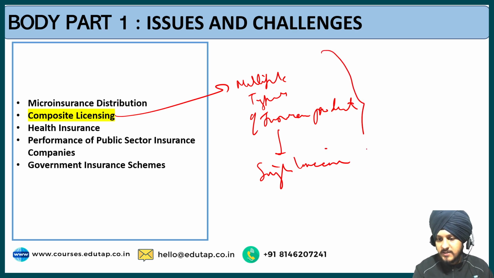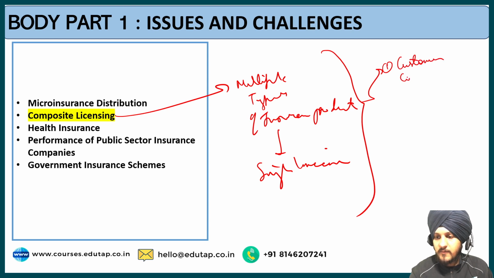What advantages does it offer? It leads to, first of all, customer convenience, because the customer can avail different types of insurance products from a single company only. He doesn't have to go and deal with different types of companies to get the benefits of different types of insurances, such as health insurance, life insurance, general insurance, etc.